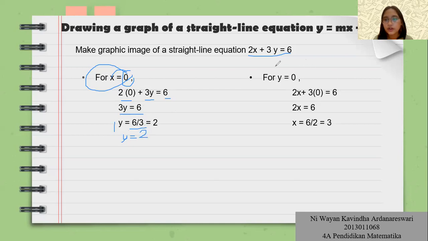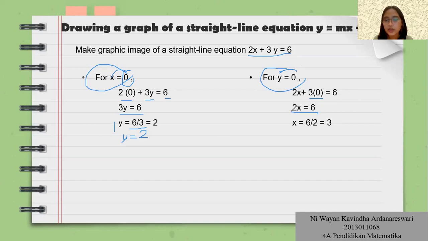And for y is equal to 0, same as before, we substitute 0 for y. So the equation 2x plus 3y is equal to 6 becomes 2x plus 3 times 0 is equal to 6. 3 times 0 is 0, so we get 2x is equal to 6.